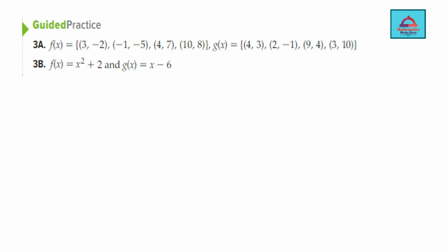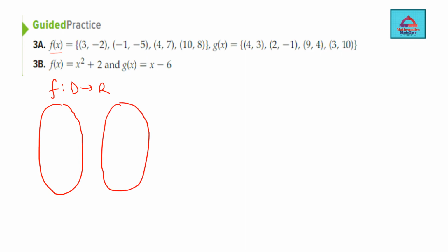Okay, so let's solve this question now. I'm going to do 3a for you, 3b would be your homework. For this, the function is given in the form of ordered pairs. Let's draw the diagram of domain to range so that it's easy for you to look at the solution without any mistake. So first, the points in the domain are 3, -1, 4 and 10.